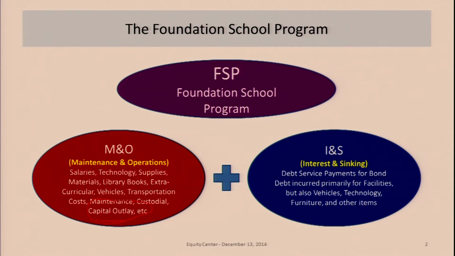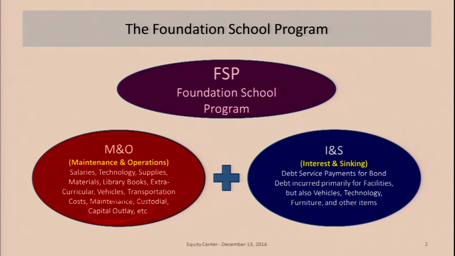Now, I&S requires that you have voter approval to sell bonds and to make payments over a period of years, much like buying a home or a car. But you can use I&S for things beyond just construction, even though that's what it's primarily there for. And it has to be bonded debt. It has to be something that your voters have approved, and you've also been authorized to set a tax rate sufficient to make those payments.